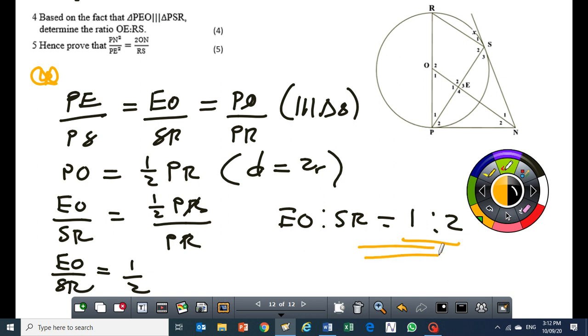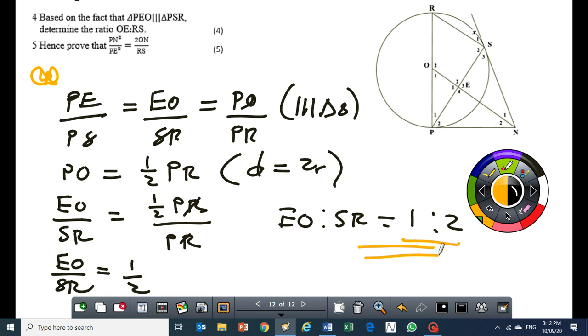Okay. There are some learners who use the midpoint thing, and it had a connection, yes, because OP is equal to OR and also PE is equal to SE. But the question was saying use similar triangles to do the question. Okay? Right, any question? Do you see that it was not as difficult? Yeah. It was not as difficult.